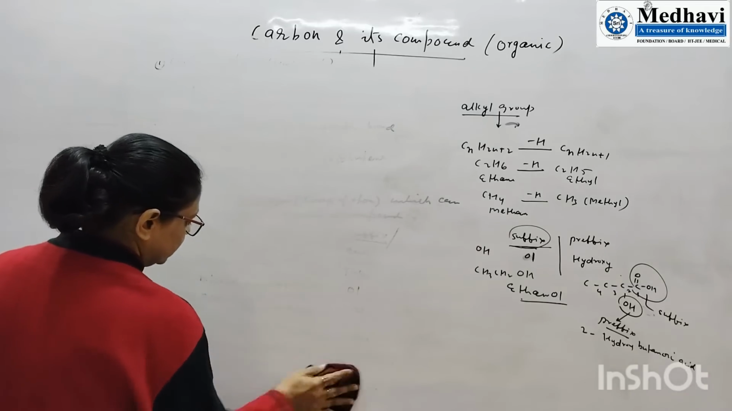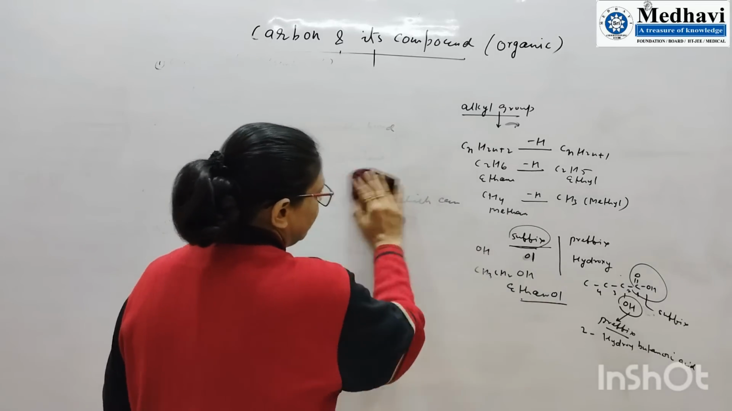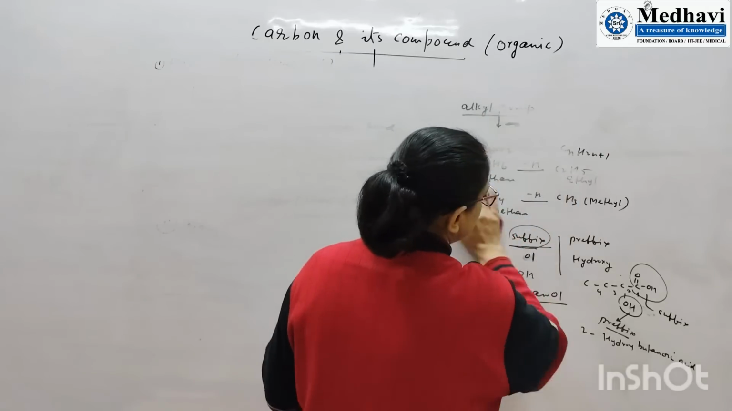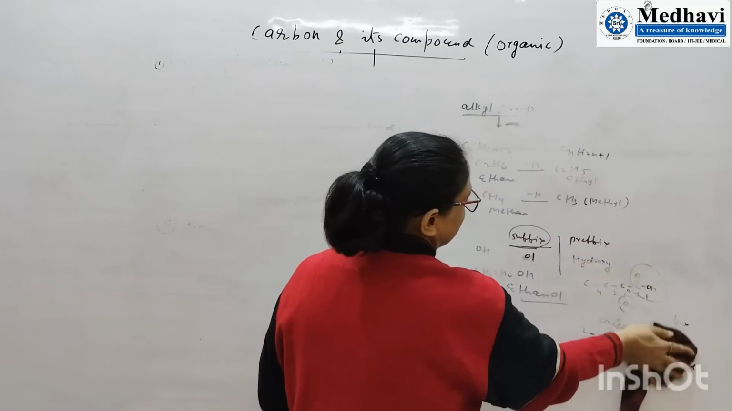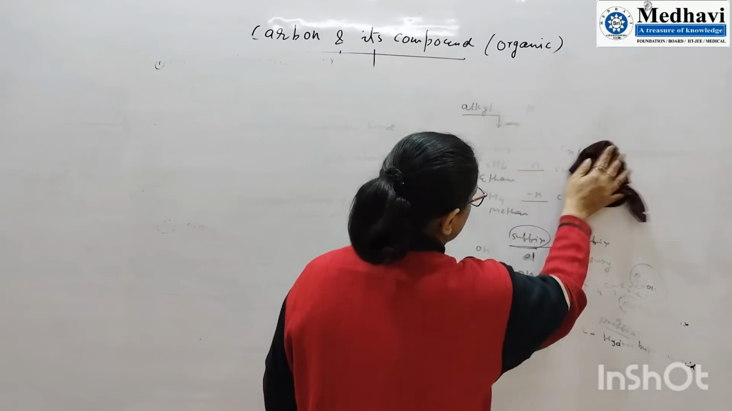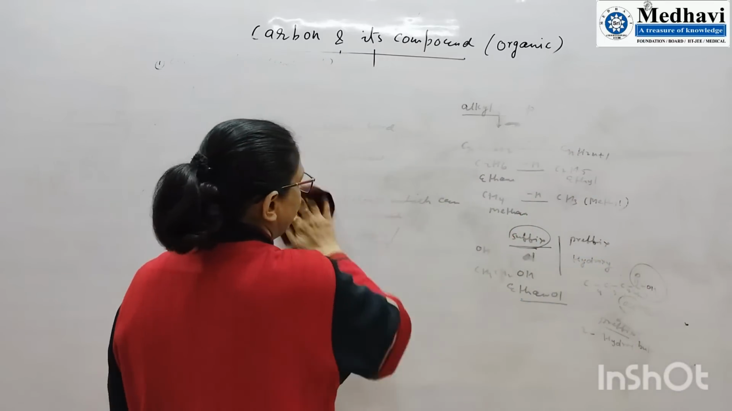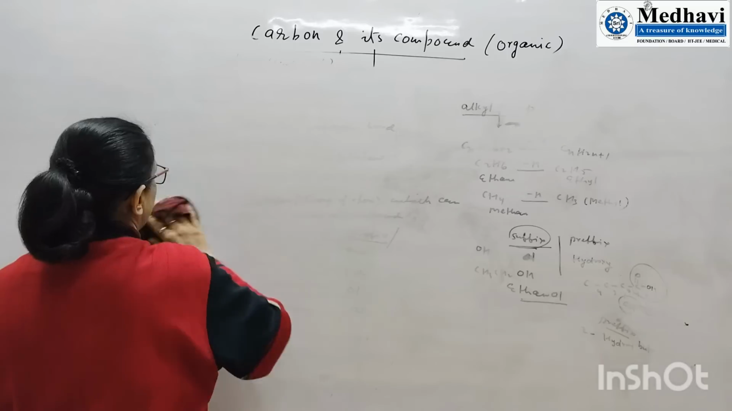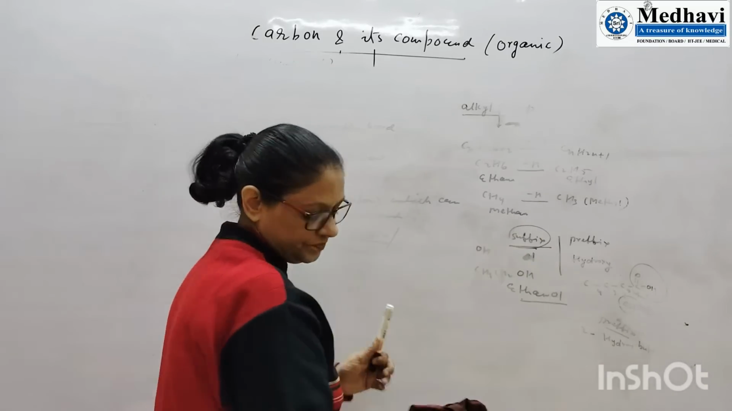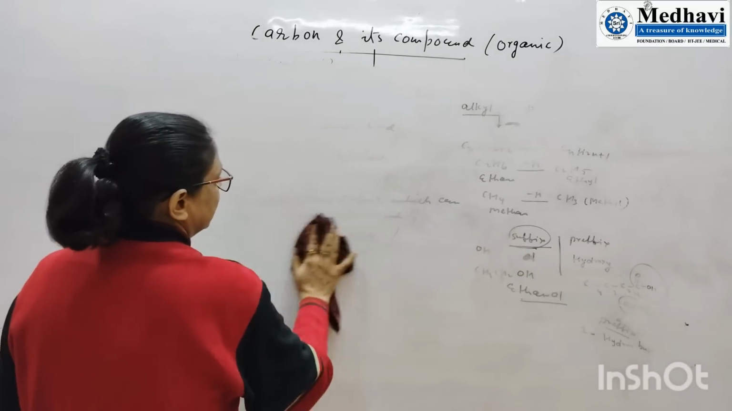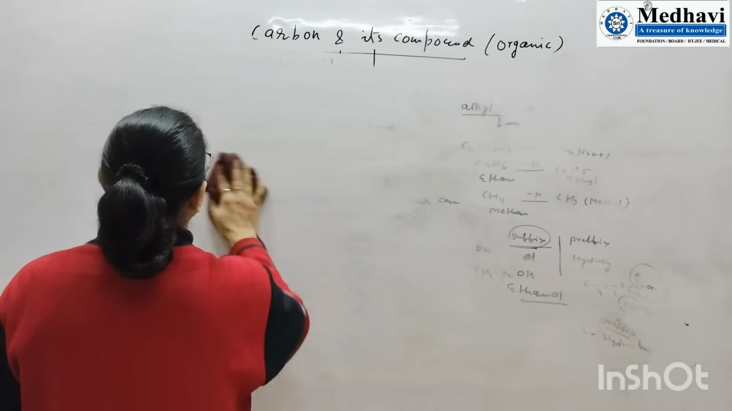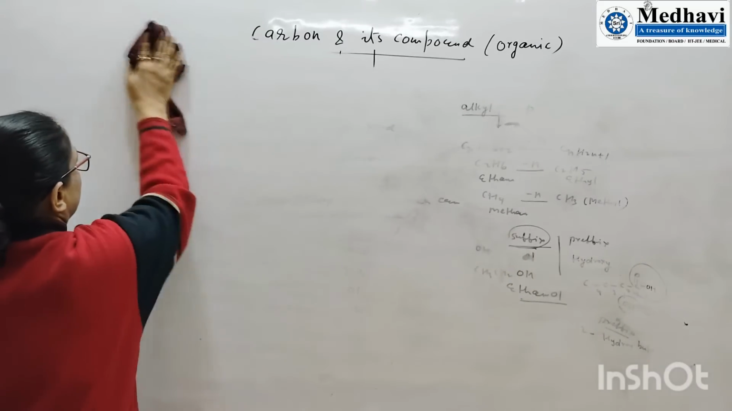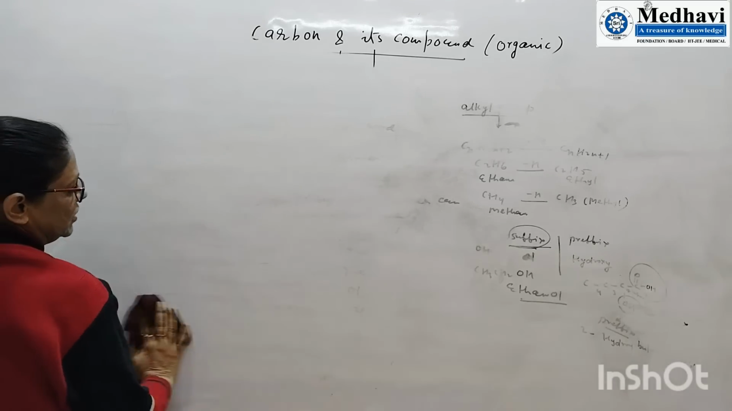So here first I will explain the nomenclature part. Then after that I will explain isomerism, one most important part of hydrocarbon. What is isomerism? And then after that I will explain the preparation of the hydrocarbon, its preparatory part. That is very important. So here the first part is the nomenclature part.